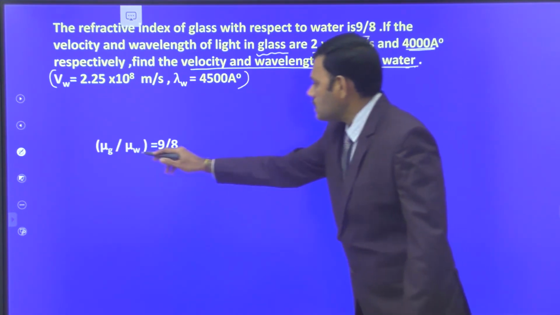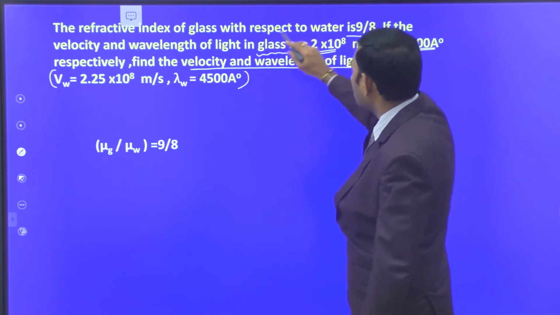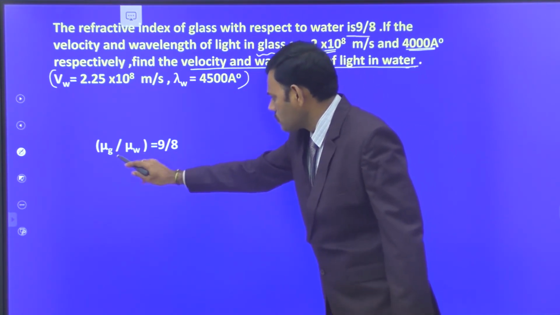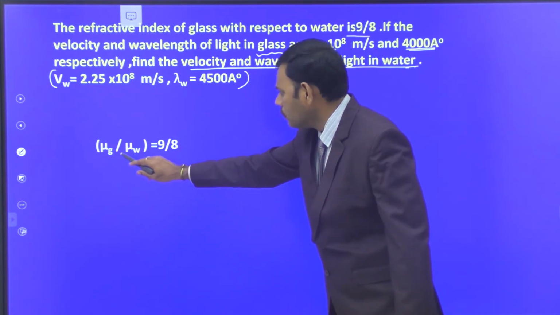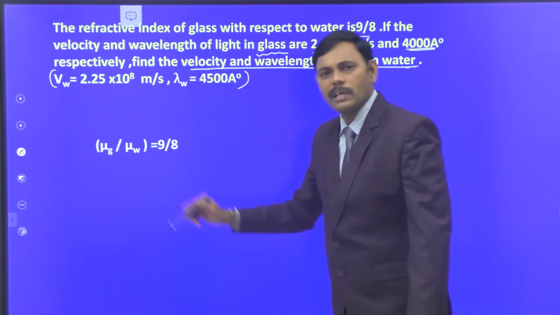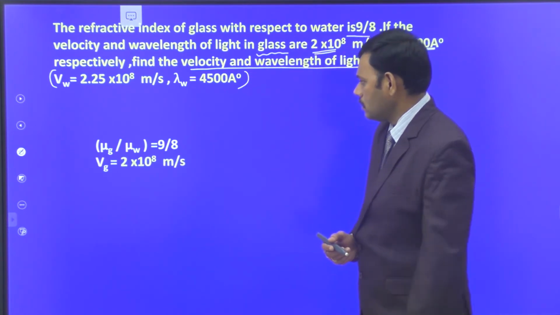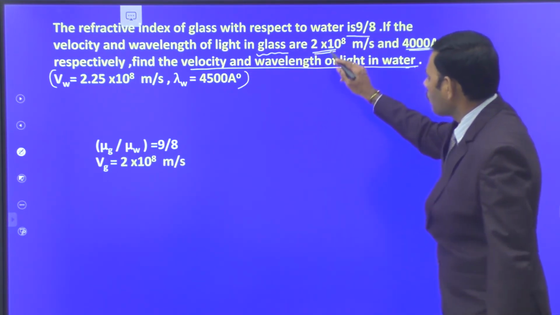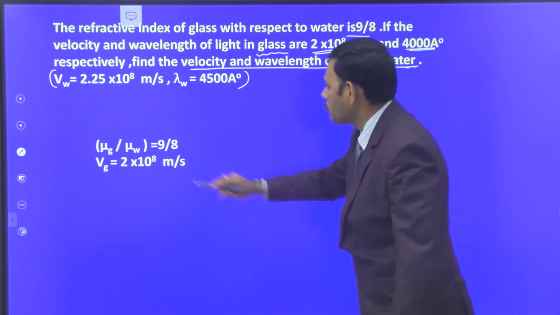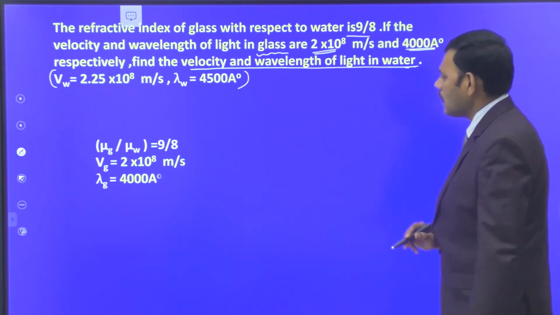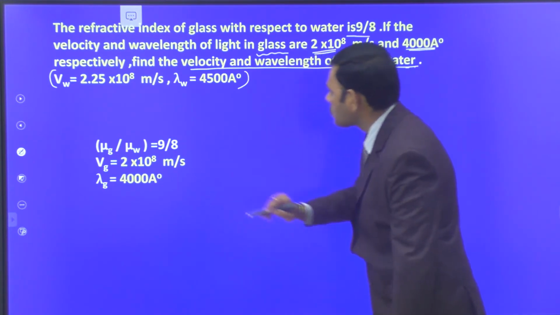Refractive index of glass with respect to water, that is the first line. Refractive index of glass with respect to water, also known as mu g divided by mu w, is given by 9 by 8. And second one, velocity of light in glass medium is 2 into 10 power 8 meters per second. And third one, the wavelength in glass medium, 4000 angstrom units.